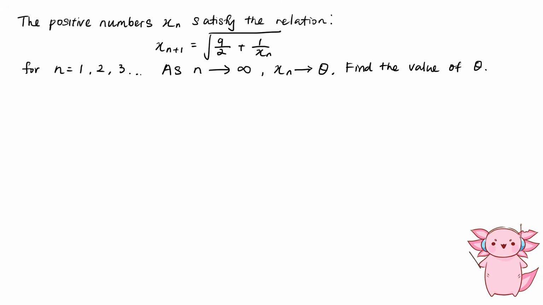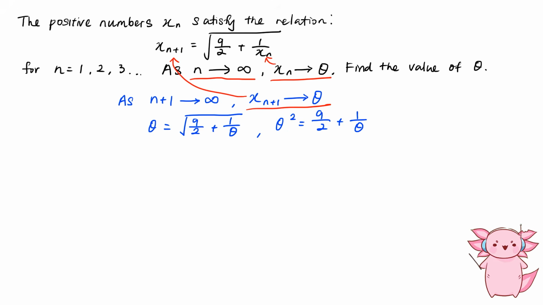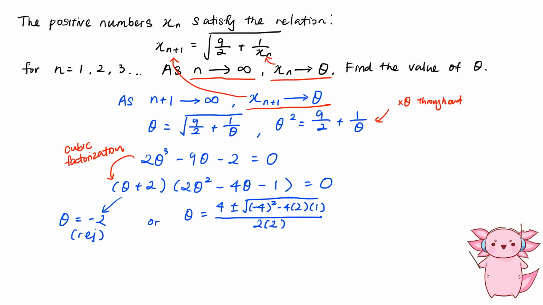Let's try a more difficult recurrence relation question, where if n approaches infinity, xn approaches theta, and using the same logic, xn plus 1 also approaches theta. So let's replace xn and xn plus 1 with theta inside this equation, and we square both sides. We can then factorize this cubic equation, and since theta can't be negative, we can use the quadratic formula to get the solution of 2.22.